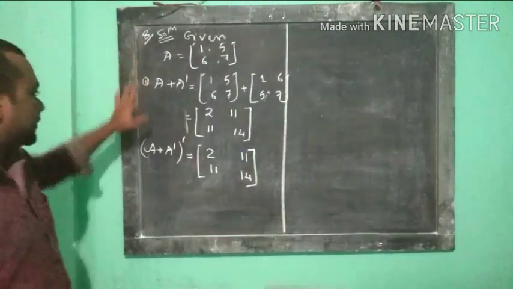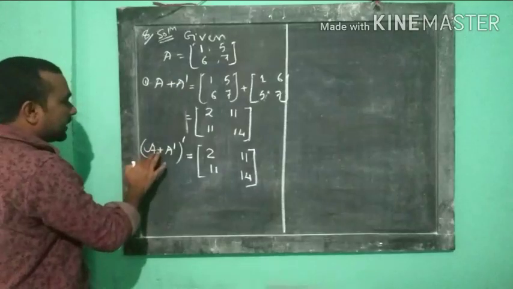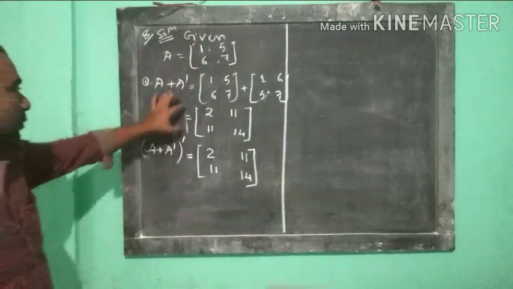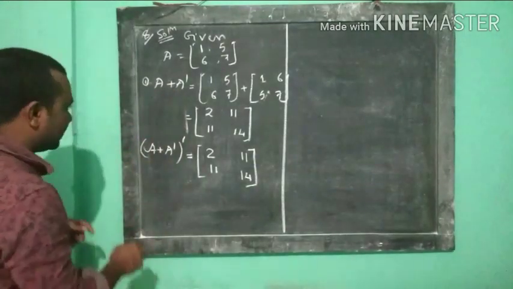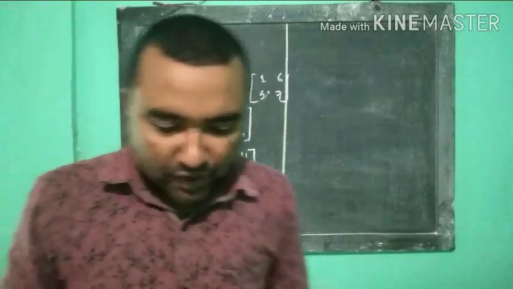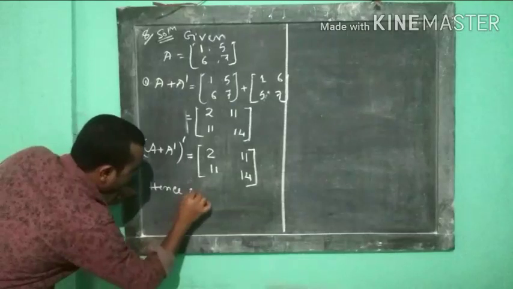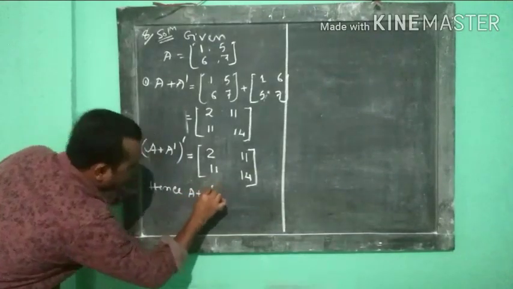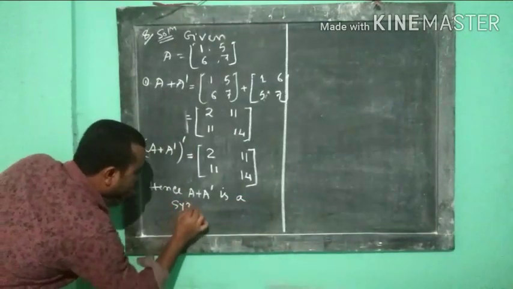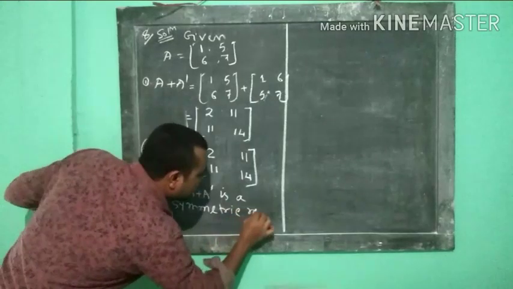So from these two equations, it is clear that A plus A transpose and A plus A transpose, whole transpose, are equal. Both matrices are equal. So we can say that A plus A transpose is a symmetric matrix. Hence, A plus A transpose is a symmetric matrix.